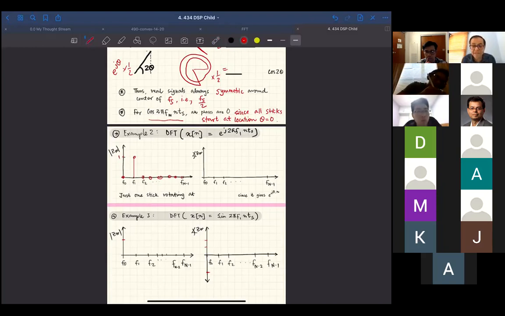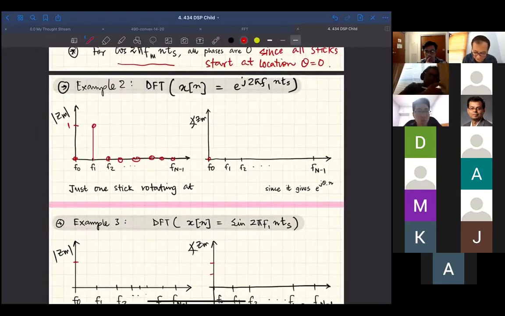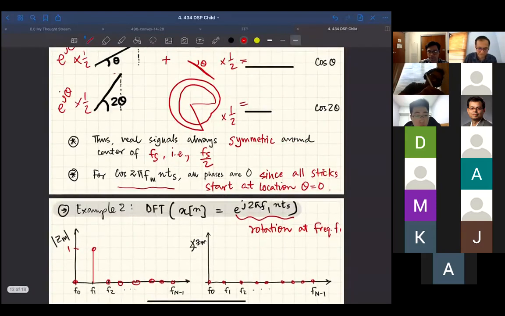What about the phase? Everything is 0. 0 everywhere? Yeah. Exactly. Right? Because this is nothing but a rotation at frequency F1. This is a complex value. You don't need to cancel anything else. So therefore, it need not be symmetric. Right? Only real signals have symmetry. Maybe we should highlight that.